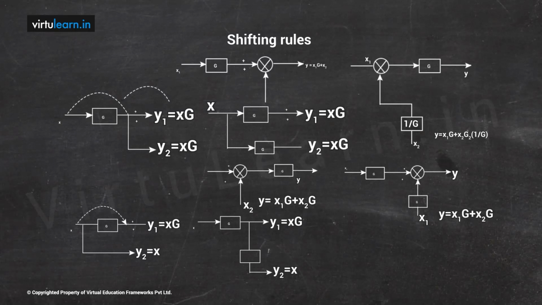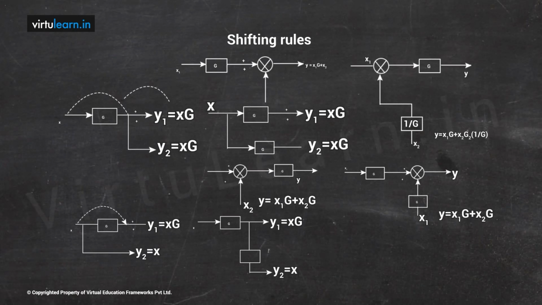y1 is same only, there is no change, but in y2 only x is coming. Therefore, the actual output is xg, but without any modification I am getting only x. So simply introduce one block here, that block is g, so I will get the same output y1, the same output y2 for the given x.